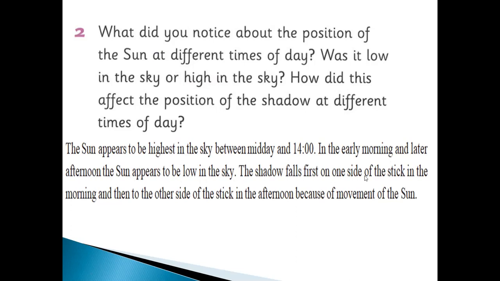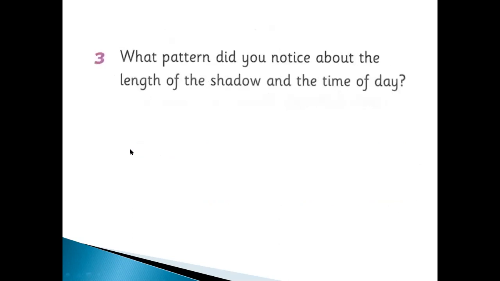The shadow falls first on one side of the stick in the morning. Why? Because the sun starts from down here, and until it comes up here, the stick's shadow is bigger. When the sun is overhead, the shadow is not bigger, it's less. When it moves to the other side, the shadow is bigger on the other side of the stick. The shadow falls first on one side of the stick in the morning and then on the other side in the afternoon because of the movement of the sun.